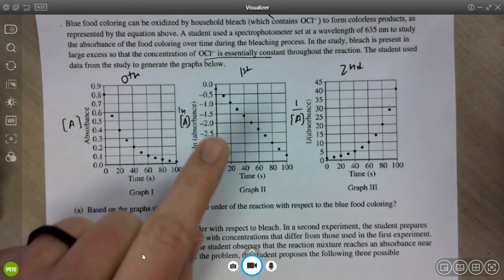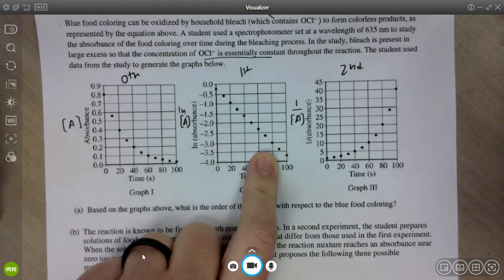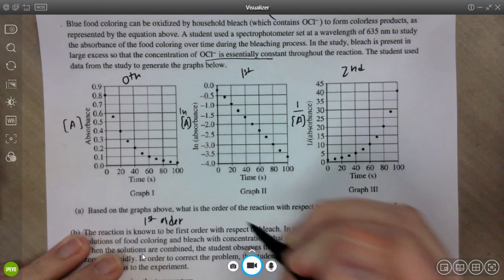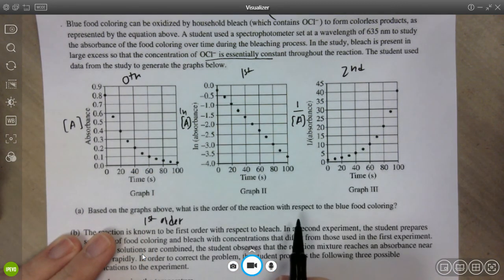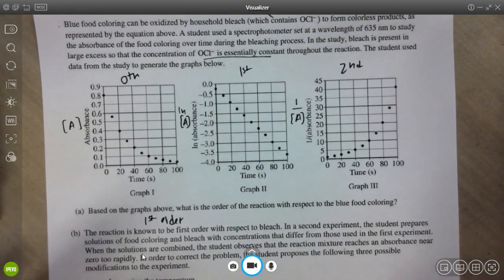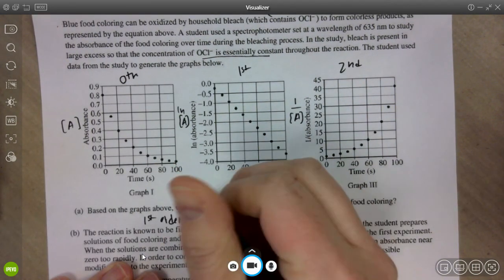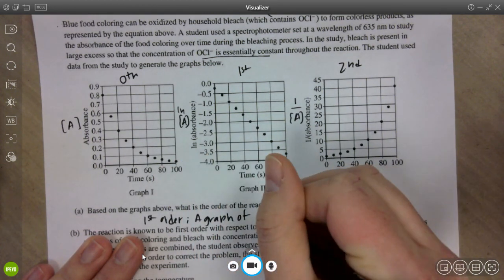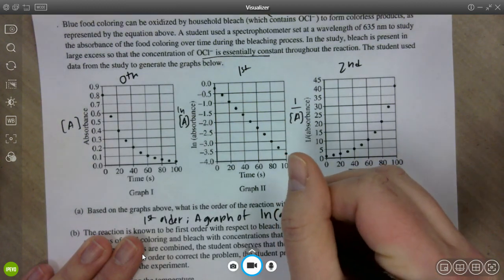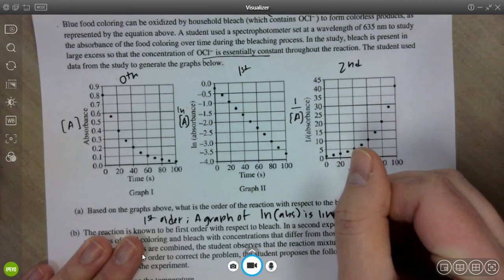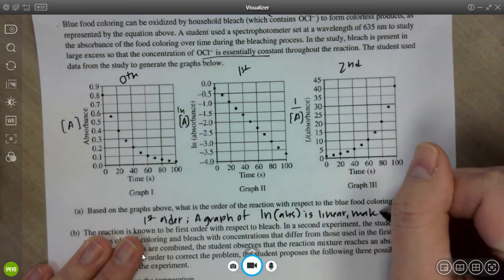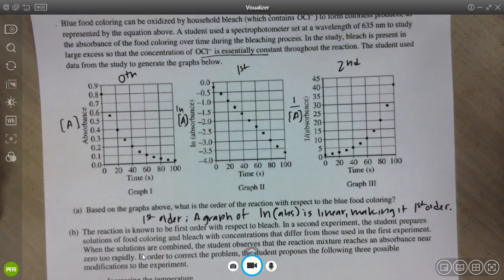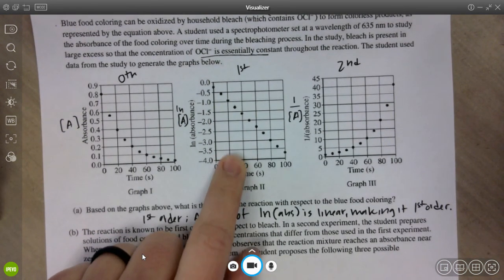Okay, so if we look at this, our data of natural log versus time is linear. So in this case, it is going to be first order. And in this case, it honestly doesn't even tell us to do anything else. It just says, what is the order of this? But if we wanted to explain it, we would say a graph of natural log of absorbance is linear, making it first order. And that's literally it, because they know, that's just a common thing. Hey, if this is linear, it's going to be first order.